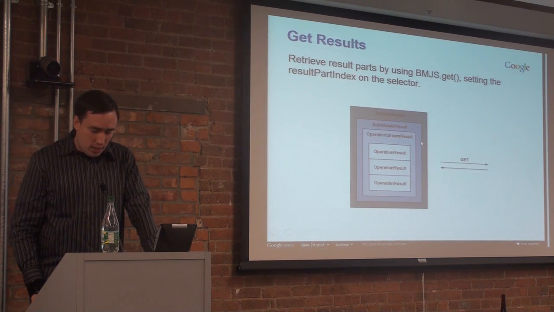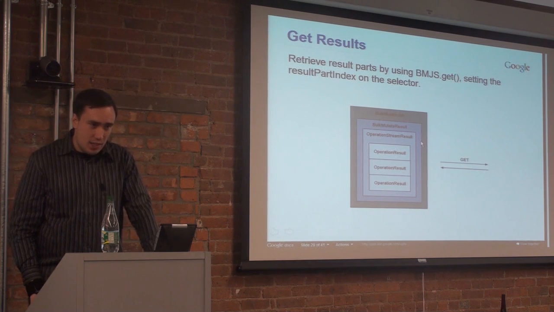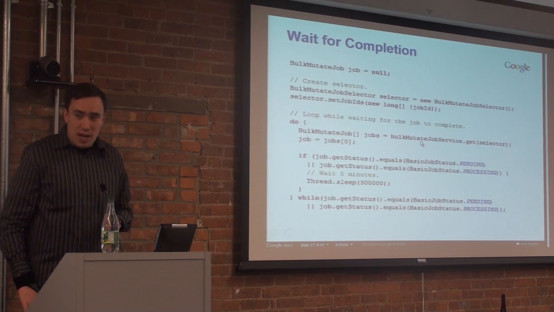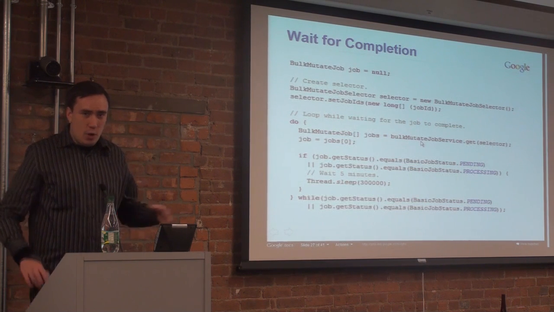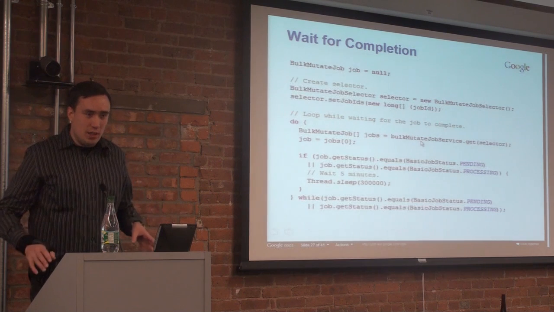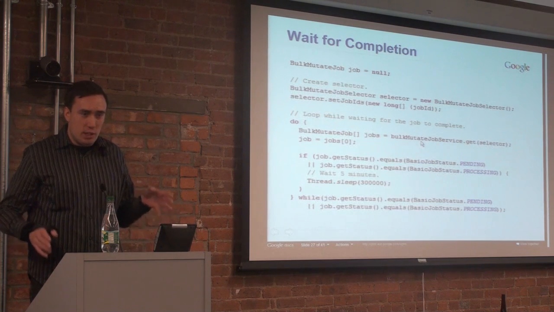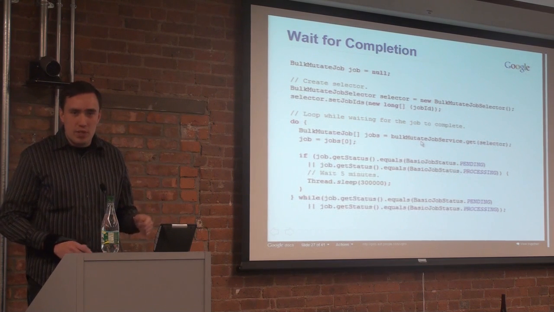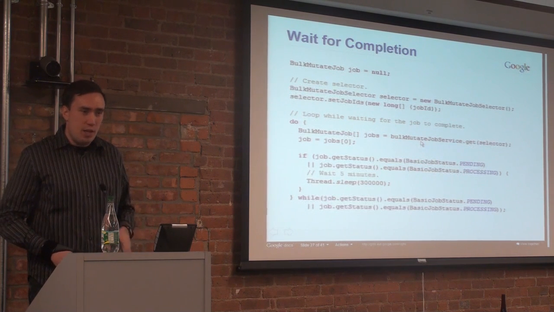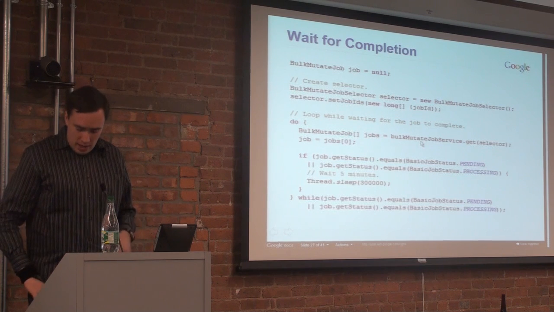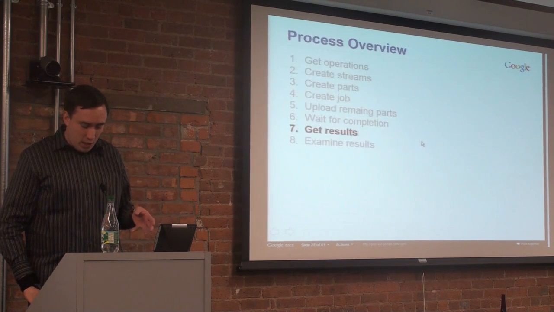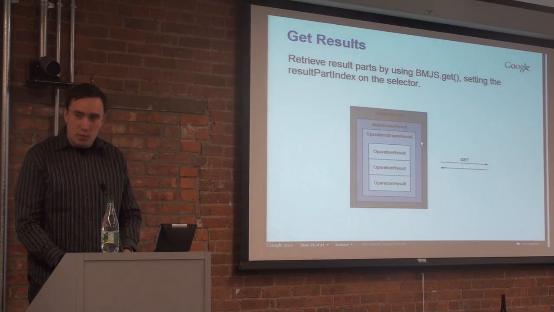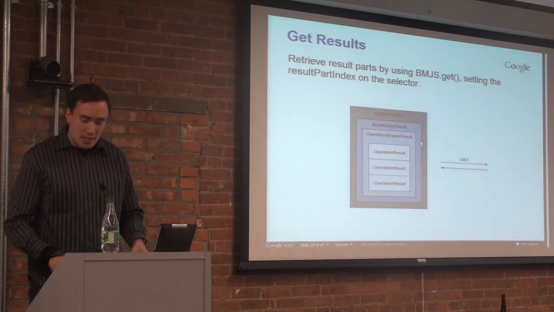So using the get method with the result part index, instead of back in the pinging step, when we were getting the job, if you don't set a result part index, all you really get is that outer job shell. You don't get any of the inner parts, like the results, the request parts, or the operation streams. You're just getting that outer shell of a job with the metadata around it. In order to get the actual results back, you need to set the result part index. And now you get a fully completed job with all of the pieces inside of it.